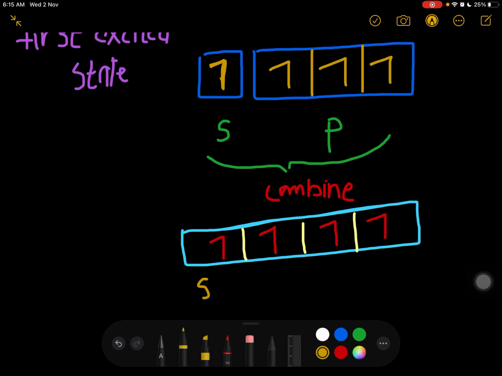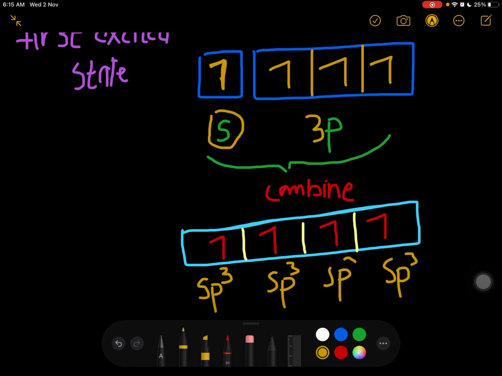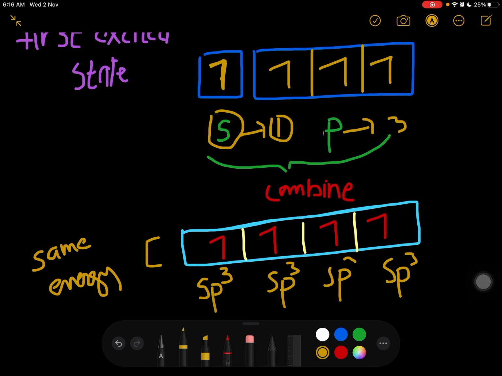They will be known as sp3, sp3, sp3, sp3. We combined one s with 3p. There were 3p and only one s, so we write it like this. Now they all have the same energy, which means the bonds formed will have the same bond length and same energy. This is known as sp3.